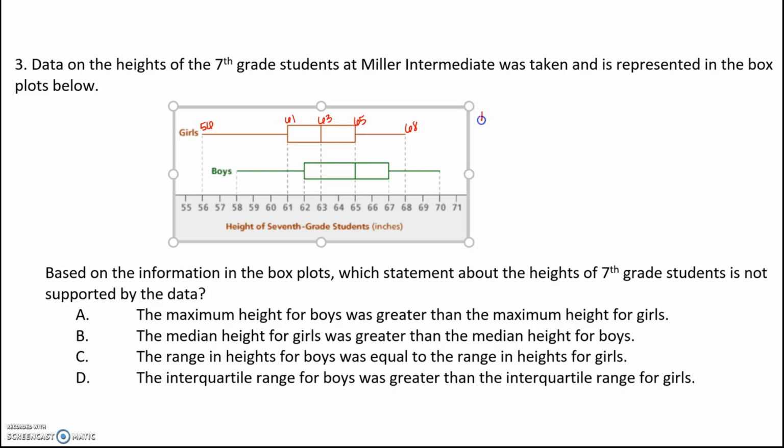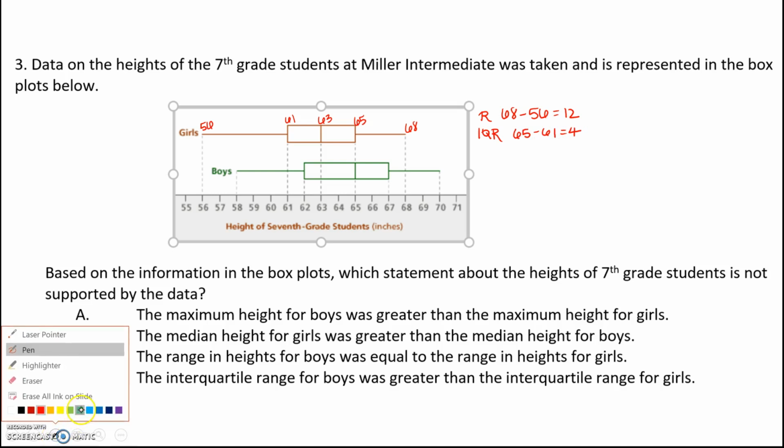And then you calculate the range and the interquartile range for box plots. So range is the maximum, 68, minus the minimum, 56. So that's 12. And then the interquartile range is the box. So 65 minus 61 is 4. Okay. Then we're going to do the boys.